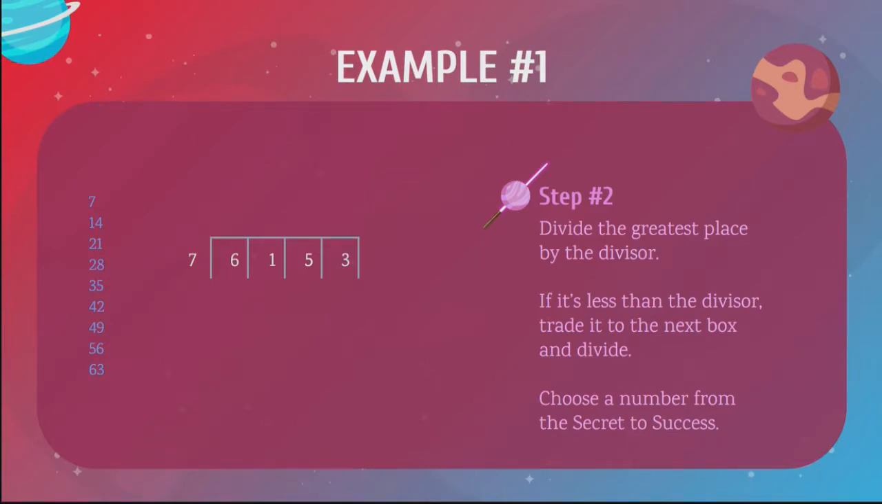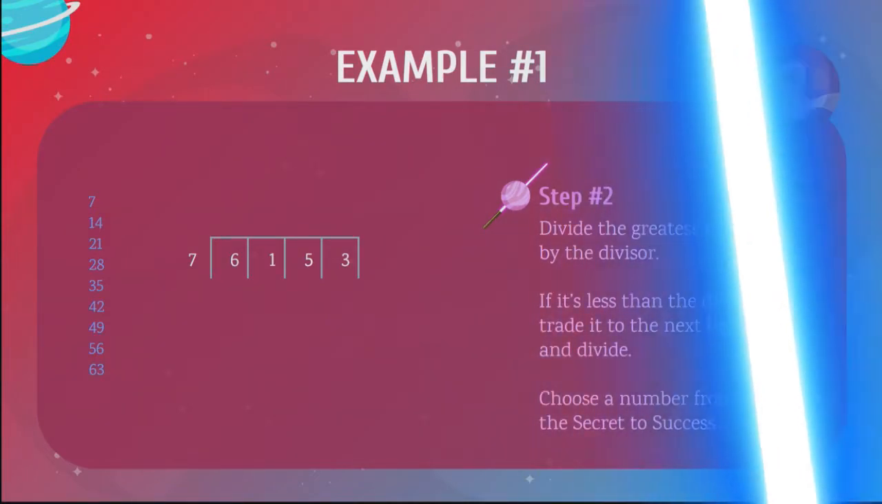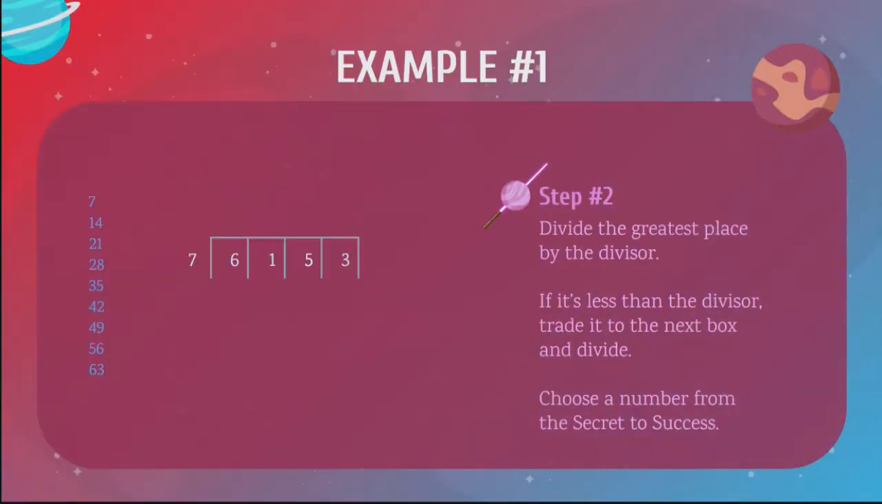So let's look at the thousands place, which is the 6. We cannot divide 6 by 7. It's too small. So what we're going to do is just move it over into the next box. Really what we're doing is trading 6 thousands for some hundreds. And so now they're in the hundreds box.